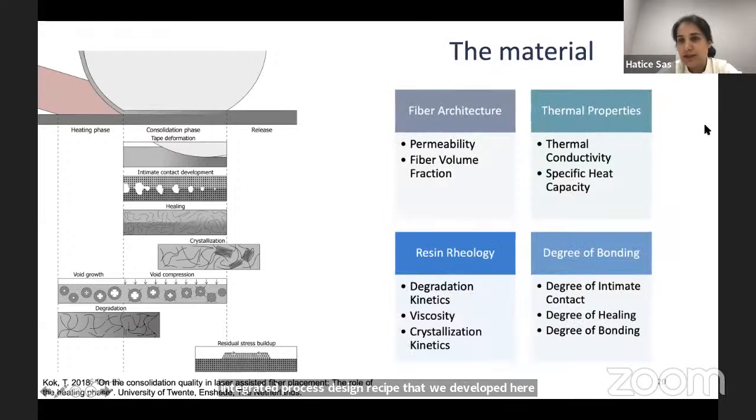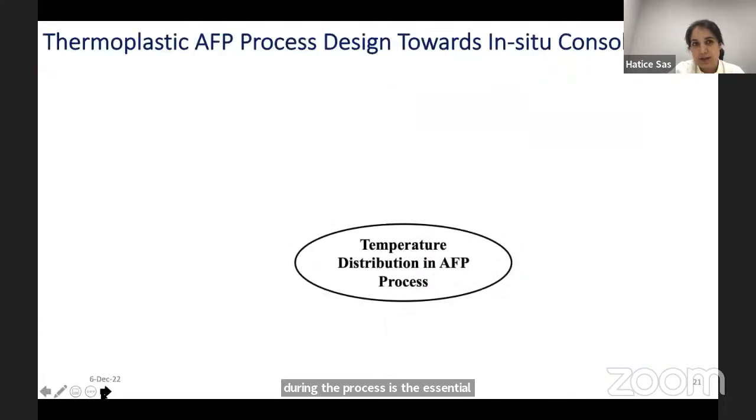And of course, the material itself is the essential part. For the material, we need to understand the fiber architecture, its permeability behavior in the through-thickness and in-plane directions, and the fiber volume fractions. Thermal properties, the thermal conductivity and specific heat capacity, are parameters that we need to understand along with the resin rheology and the degree of bonding. Understanding these and how they change during the process is essential to come up with a successful process design.